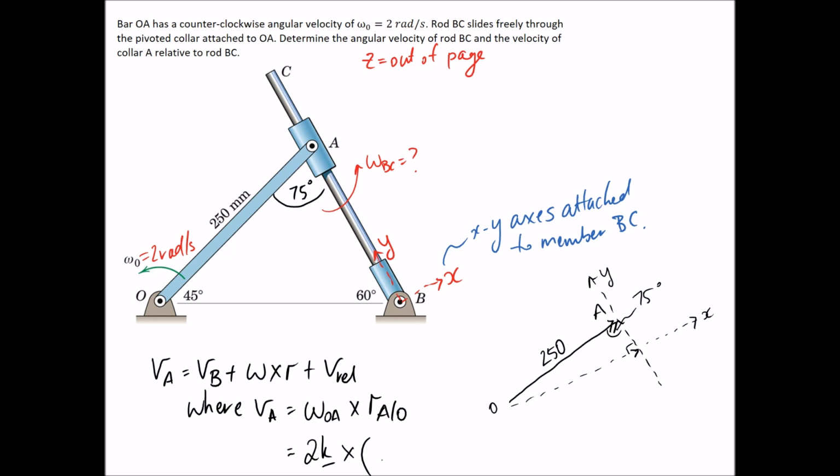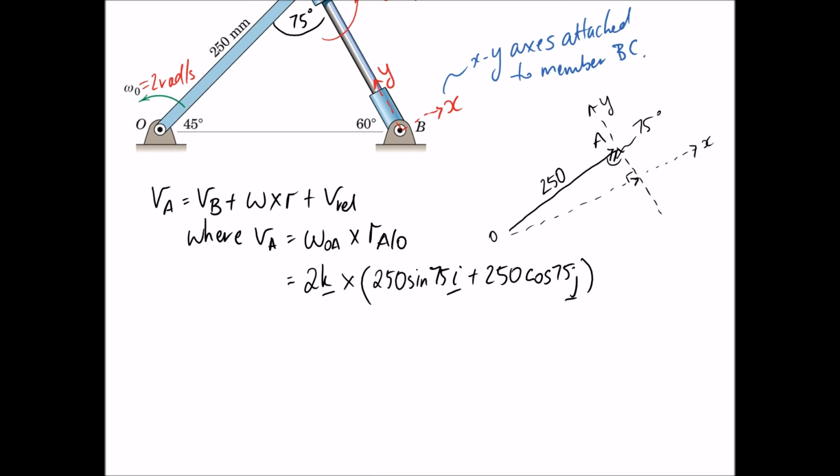The radius of A relative to O is going to be in this direction. It's going to be 250 sine 75 i, pointing in the positive x direction, so it's positive. And then this length in here is going to be 250 cos 75 j. Again, it's pointing in the positive y direction, so it gets a positive in the equation. We can simplify this down. It comes to be 483.0 j and minus 129.4 i.